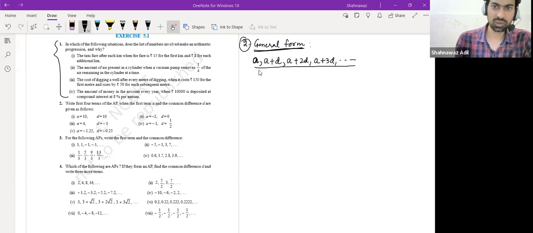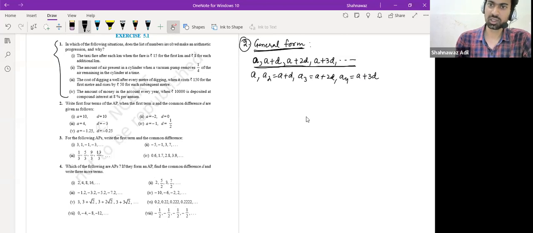Yeah, Shaima. So this is the general form of the AP, right? Yes, sir. So first term is A, second term A2 is A plus D, A3 is A plus 2D, and A4 is A plus 3D. Right? These are the four terms.